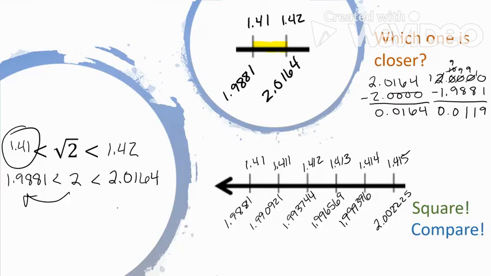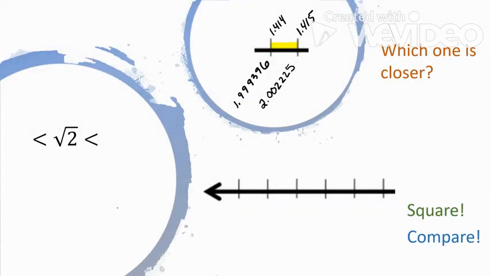So we can see the radicand value of 2 falls between 1.999396 and 2.002225. That means that the window that we're looking through now is between 1.414 and 1.415. Let's take a closer look. All right, I promise this will be the closest we'll go.